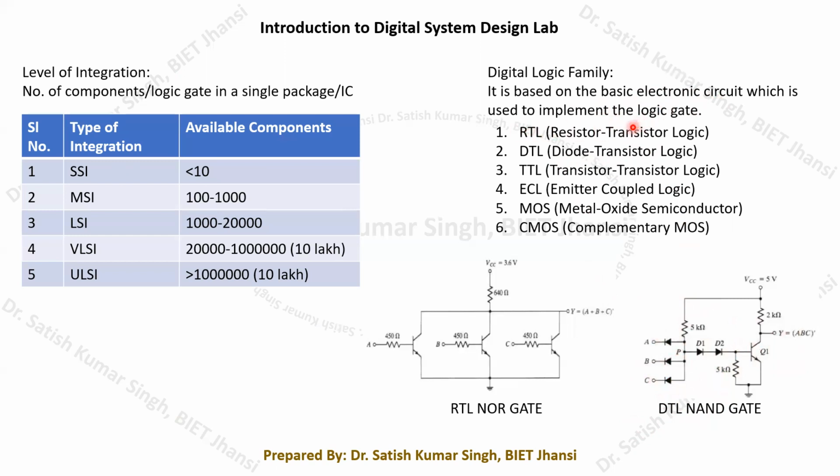Based on that, we have a total of 6 categories: RTL, DTL, then TTL, transistor transistor logic, then ECL, emitter coupled logic, and then MOS devices, which are metal oxide semiconductor devices, and CMOS, the complementary MOS devices.